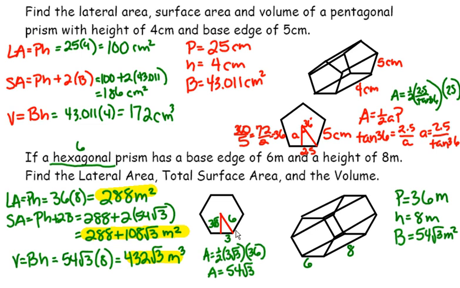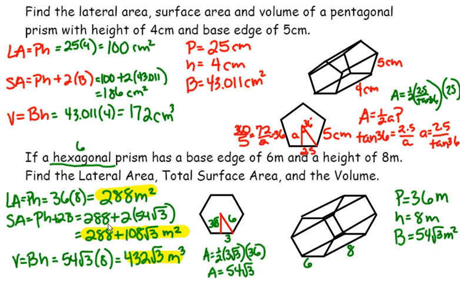Now, here's my sketch of my hexagon, and remember, the hexagon is one of those special polygons that contains a special right triangle, a 30-60-90 special right triangle. And remember, if it can be done with a radical, it must be done with a radical. So you should not have done this one with trig. And when we plug it into 1/2 AP, we get 54 radical 3. So that is the area of my base.